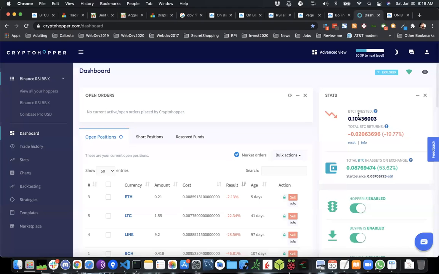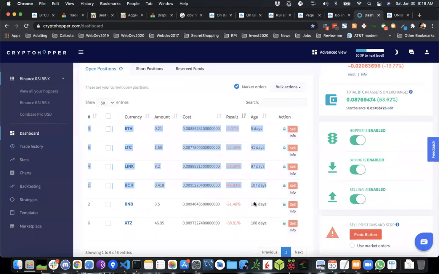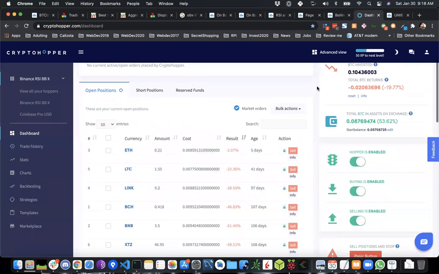Over here, it keeps track of your stats, how much you've invested, how much it's bought and sold, and how much Bitcoin of yours it's wagered against all of the other ones. Your total returns. This was basically an addition of all your negative returns right here. So it's kind of misleading. This one is the actual performance that you really want to see.